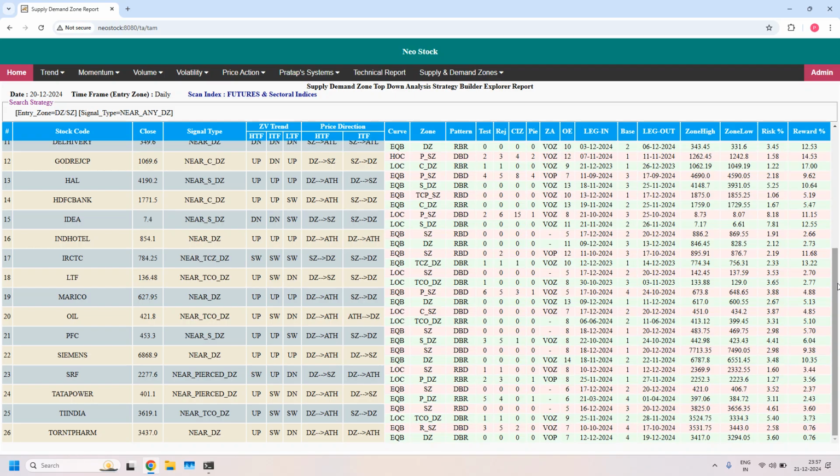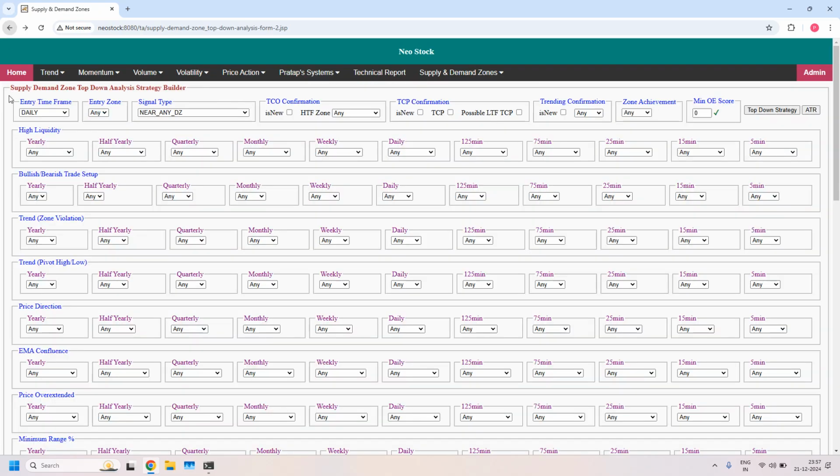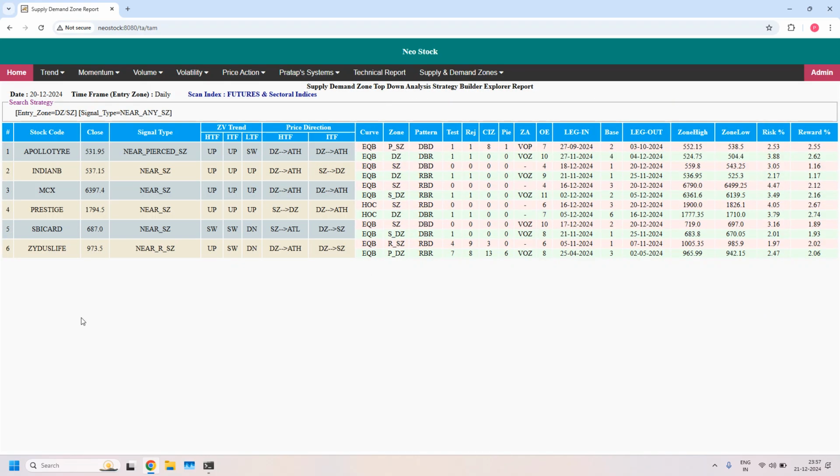High liquidity demand zones. Okay, next for daily time frame, let us find the stocks near daily supply zone. 6 stocks are filtered. Let us check any high liquidity supply zones. So we have one high liquidity supply zone, SBI card, Zydus Life. Zydus Life from daily time frame. Okay.